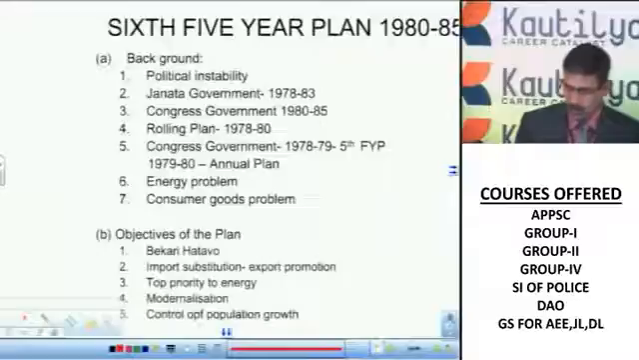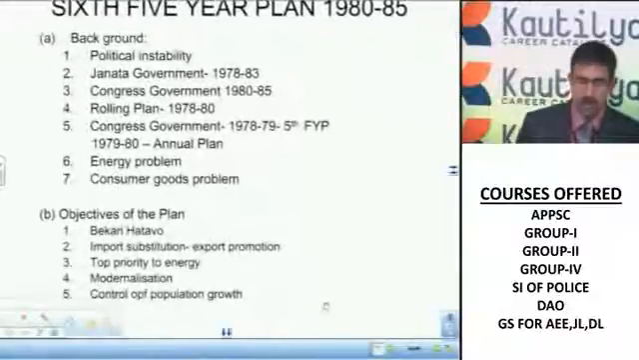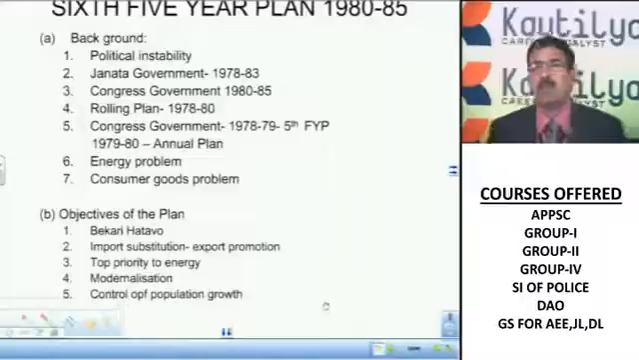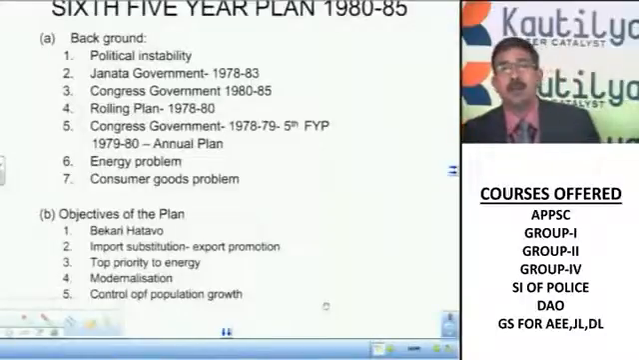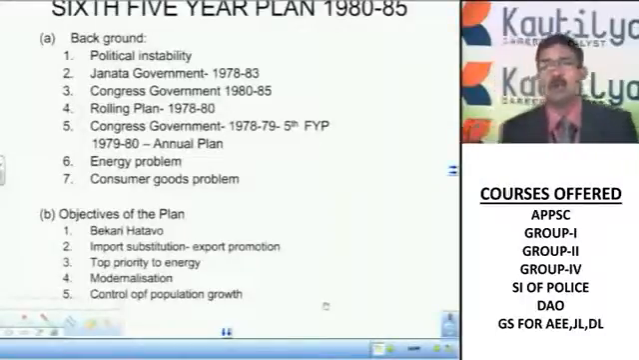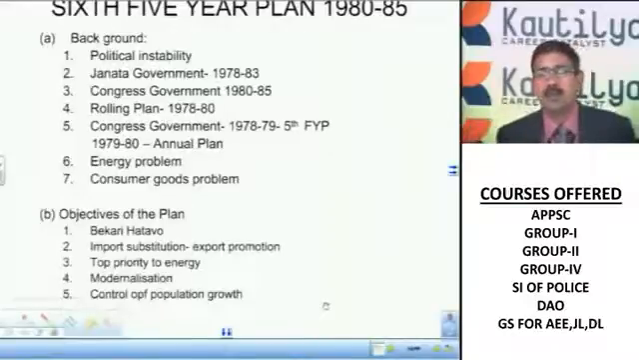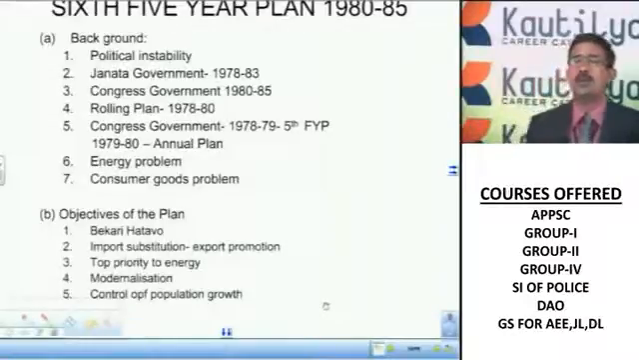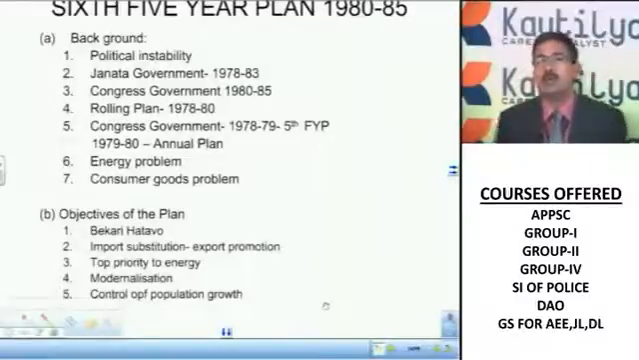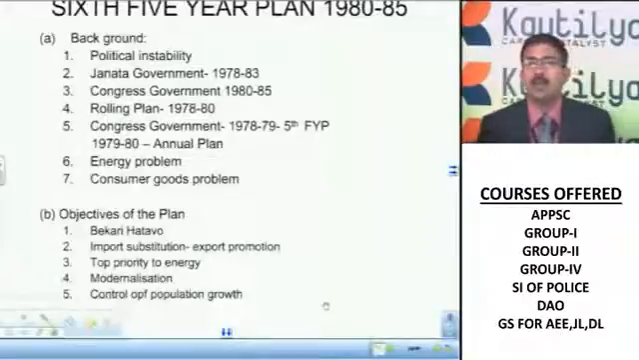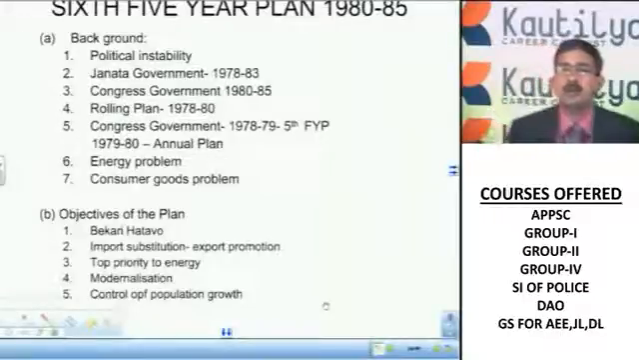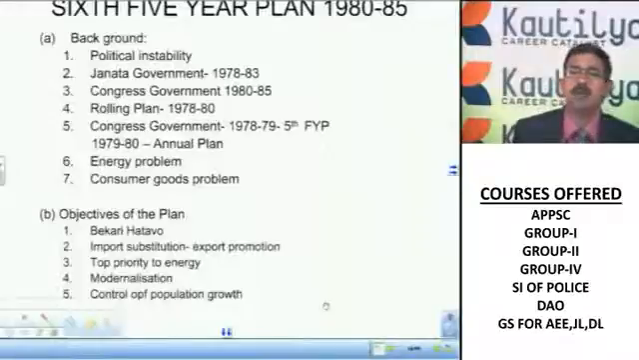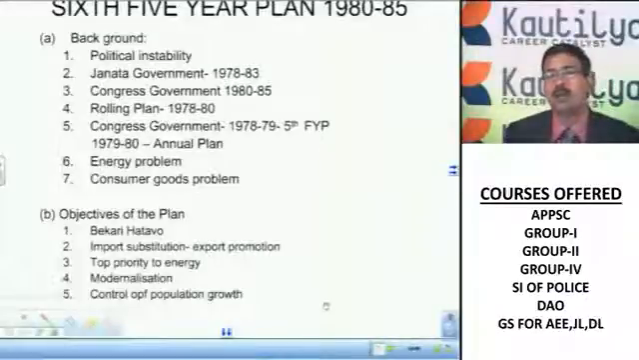Here the important thing to be noted is that before the launch of the sixth plan, between the fifth plan and the sixth plan, there was a change of government. The emergency was declared in 1975. The Congress government at the center fell down. Later a new government, the Janata government, came to power in 1977. They launched a new sixth plan known as the rolling plan from 1978 to 83. This plan continued for two years. However, that government never lasted long.